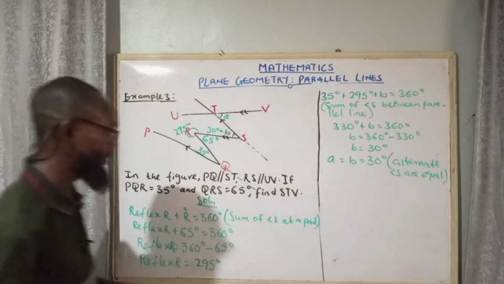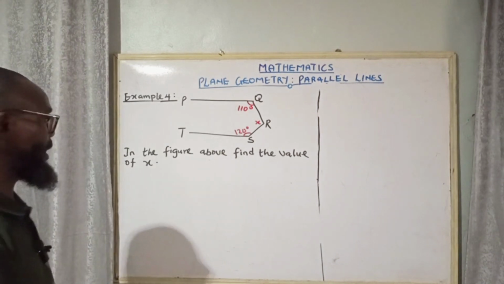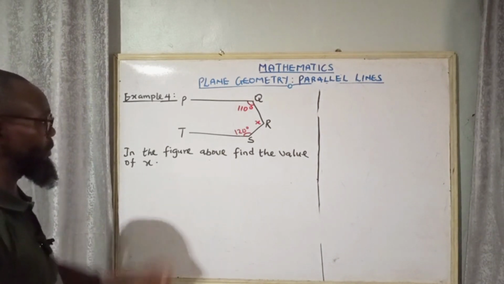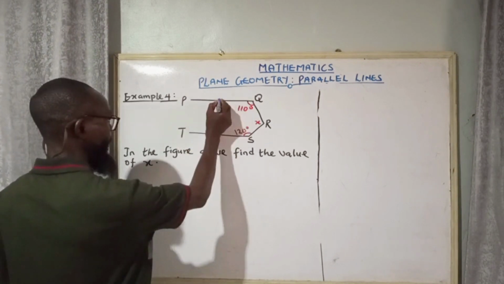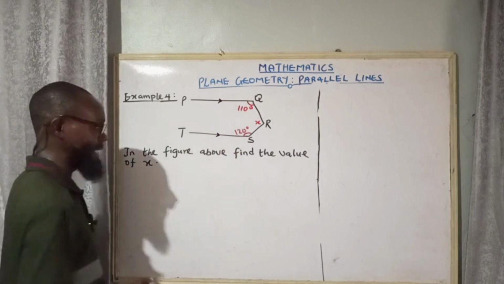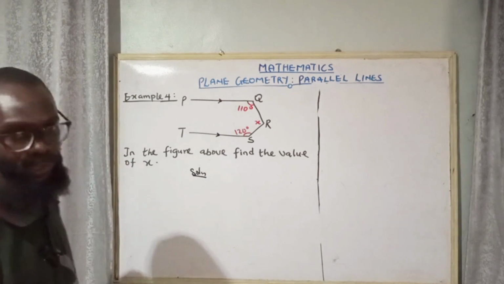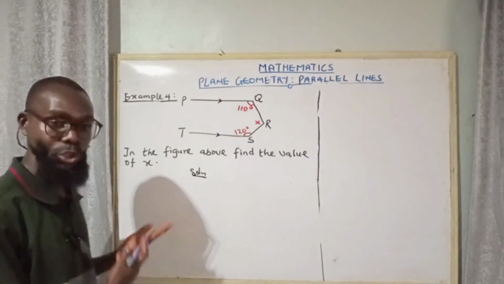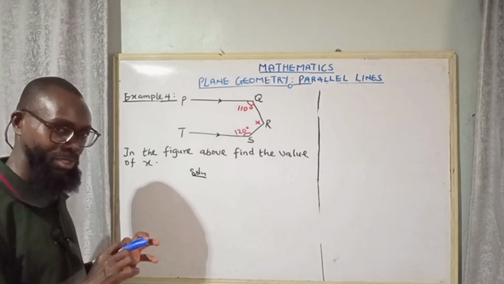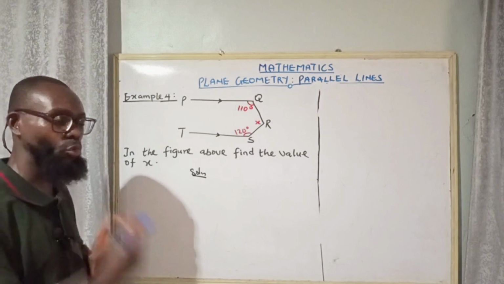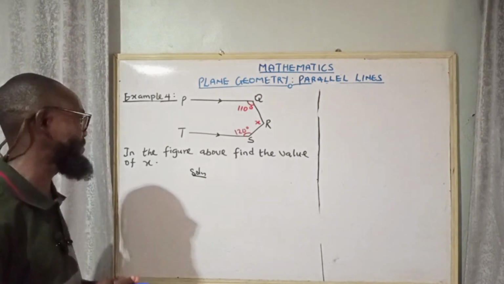So that is it. Example 4. In the figure above, find the value of x. In this figure, I want to find the value of this angle x. From here, PQ is parallel to ST. Aside from the method I want to use, there's another method we can use in solving this question. As we move on in this topic, before we come to an end, we are going to look at different methods of solving these questions. But let us look at this method first.